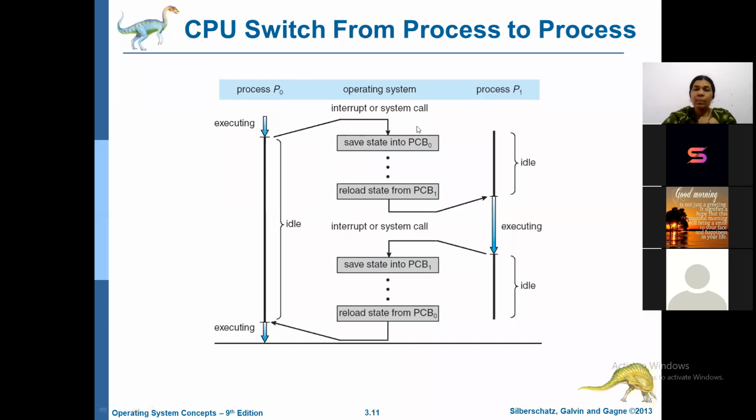So whenever any higher priority process comes, the operating system switches the processor from the lower priority process to the higher priority process, that is from P0 to P1. Switching the processor from one process to another process is called a context switch. So what exactly is the work of the operating system during a context switch? It saves the current state of P0 into PCB0.